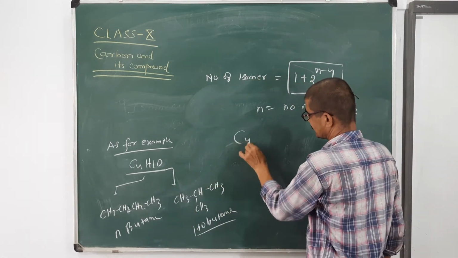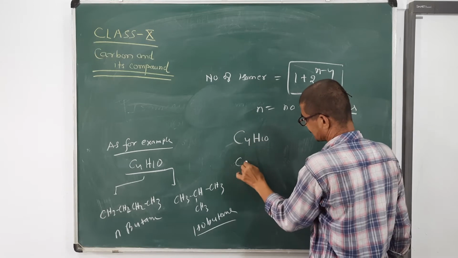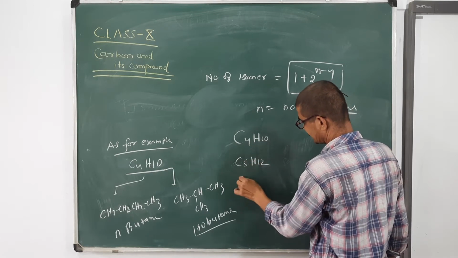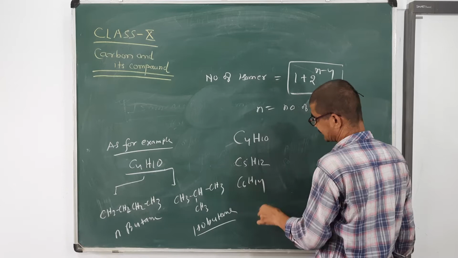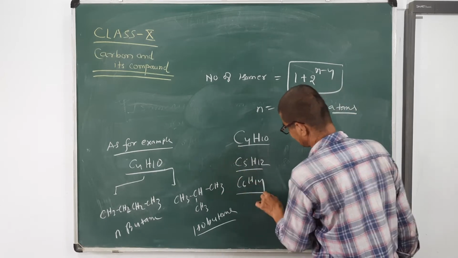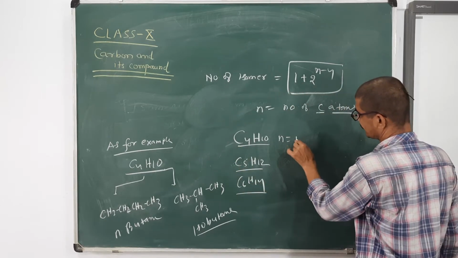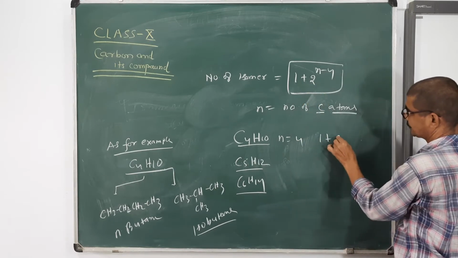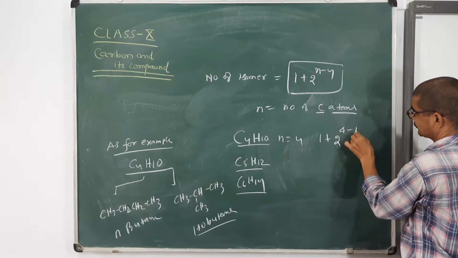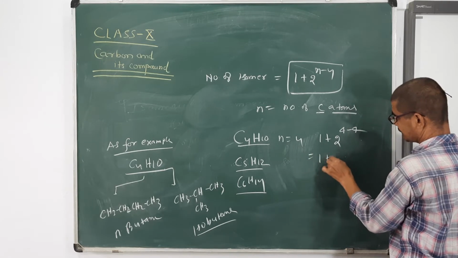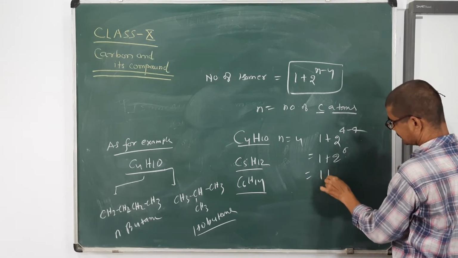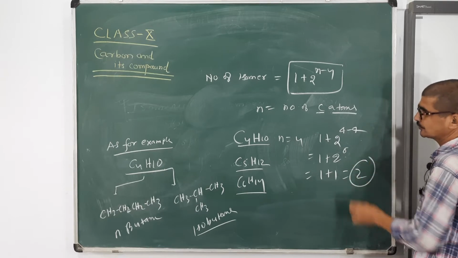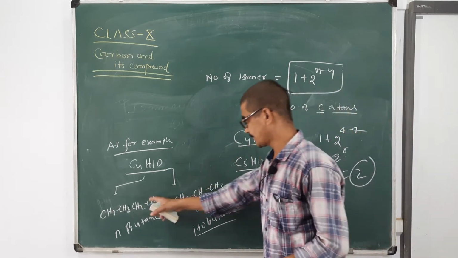So C4H10, C5H12, C6H14 are called butane, pentane and hexane. Now n equals 4 because the number of carbon atoms is 4 here. Now put the value in this formula. So 1 plus 2 to the power (4 minus 4). It means 1 plus 2 to the power 0, 1 plus 1 equals 2. So 2 isomers are possible from butane.